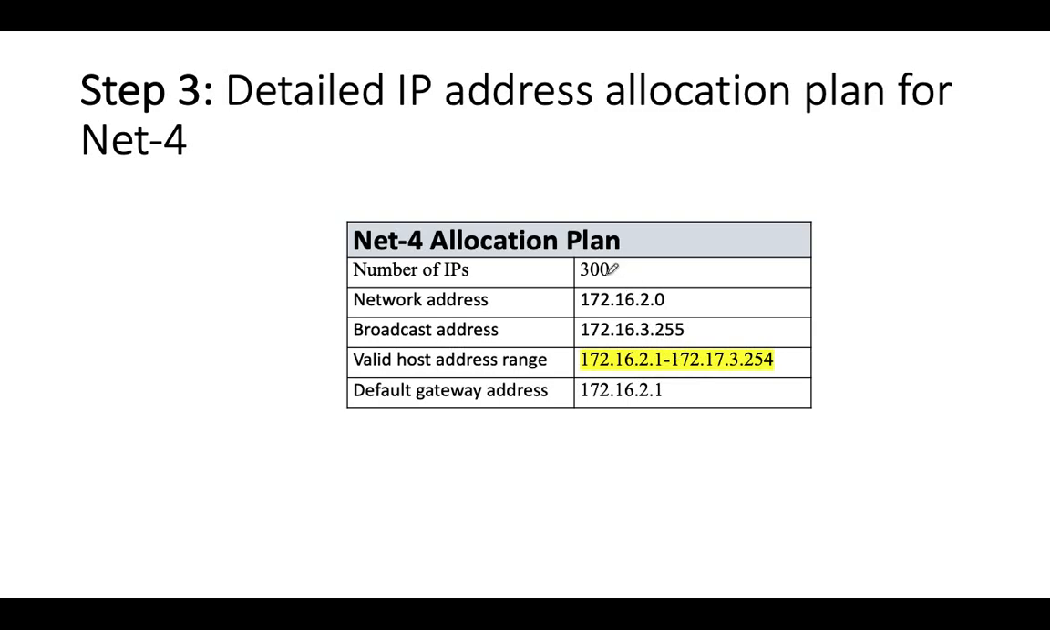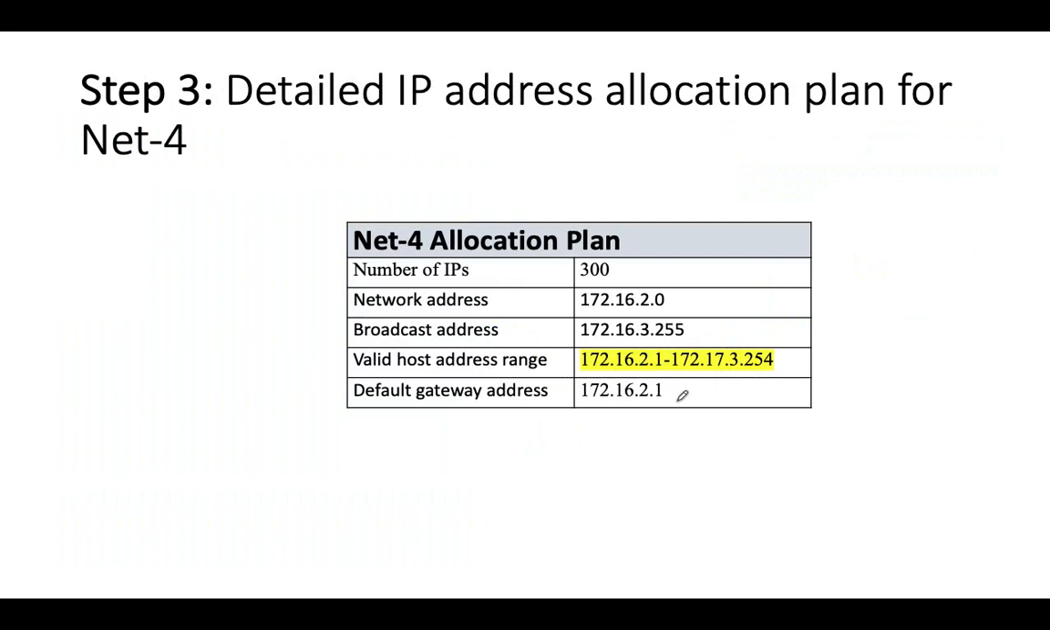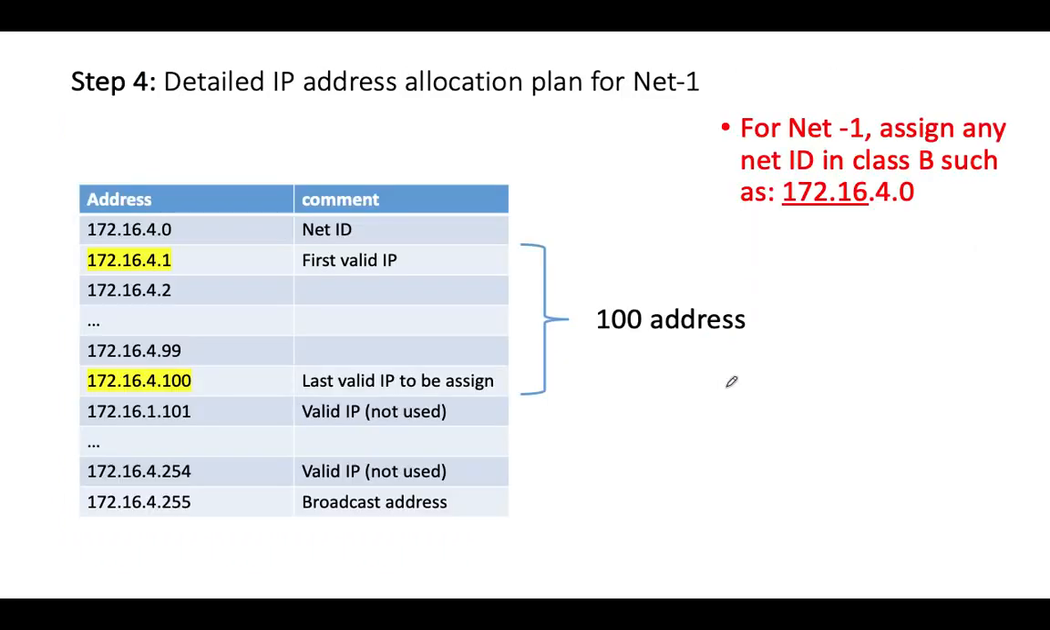You need 300 only. We allocate you up to here, 510. So you have 210 IPs extra for future use. 4.0, 4.1, 4.2. Here I just need 100.